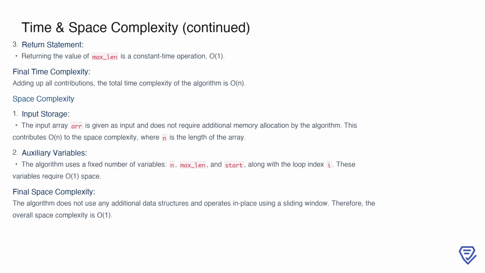Now, in terms of space complexity, the input array arr is not modified or duplicated, and the algorithm does not allocate extra memory for additional data structures. The space used by the input itself is O(n). Beyond that, we only use a fixed number of auxiliary variables, including n, max_len, start, and the loop index i. These variables require constant space, or O(1). Since no additional memory is allocated, the overall space complexity of the algorithm is O(1).